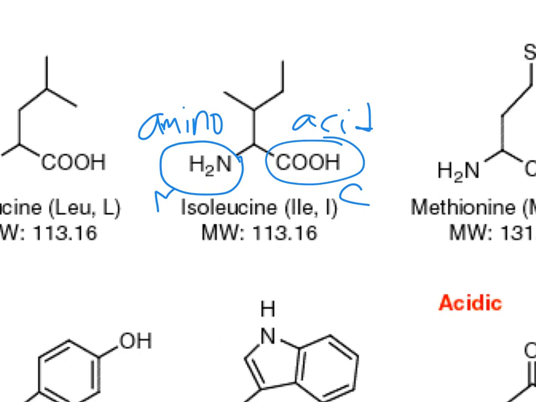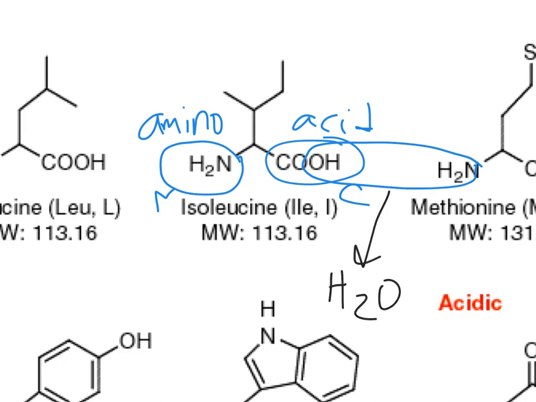When you link these together by condensation reactions, that condensation reaction releases an H2O and forms a bond between the nitrogen and the carbon. What's that bond called? Peptide bond. This is a polypeptide, multiple amino acids connected together covalently. It's a peptide bond.